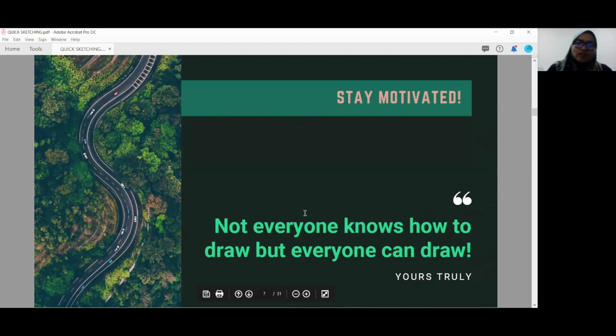Okay, this is one of the quotes that I always tell everyone, or my students, or even anyone who wanted to begin sketching. And I always receive feedbacks: I cannot sketch, I cannot draw. How can I draw if I don't know how to draw? For me, it's very simple. Not everyone knows how to draw, but actually everyone can draw.